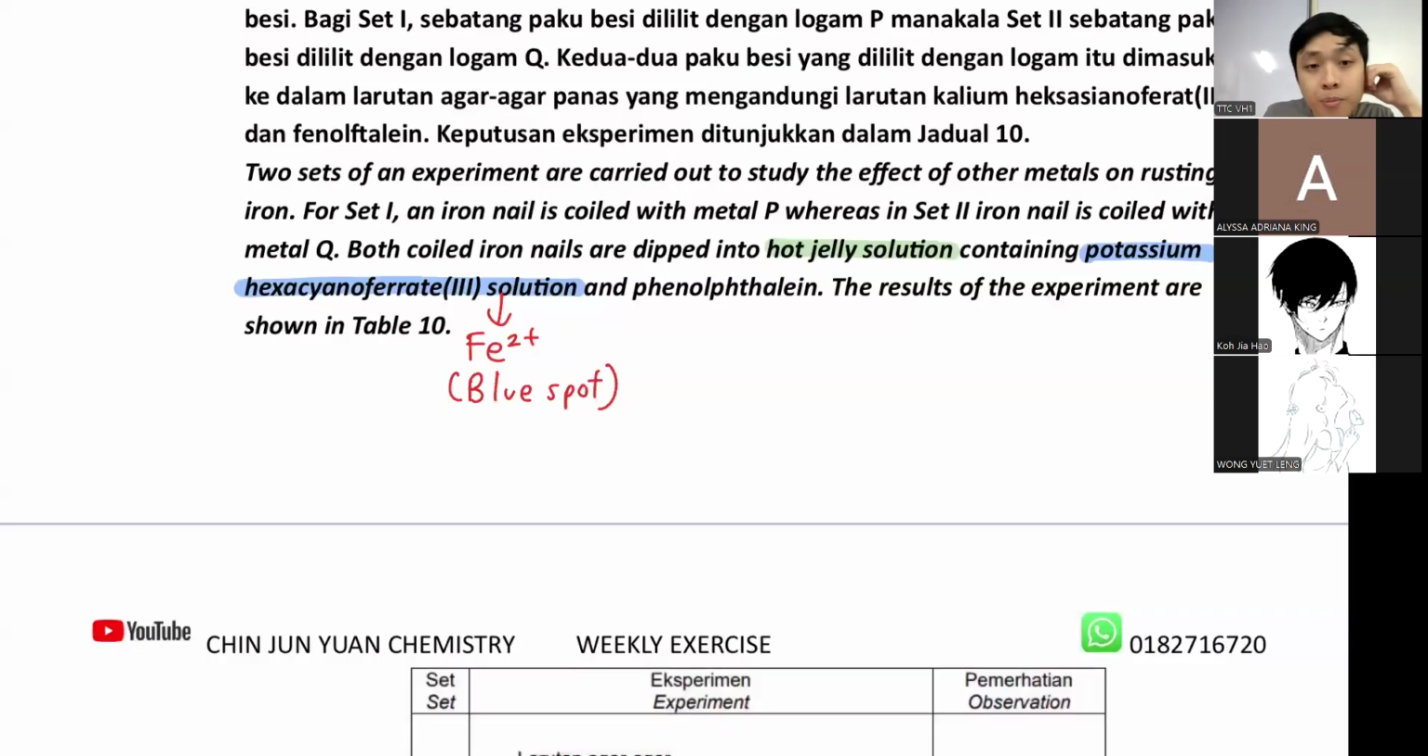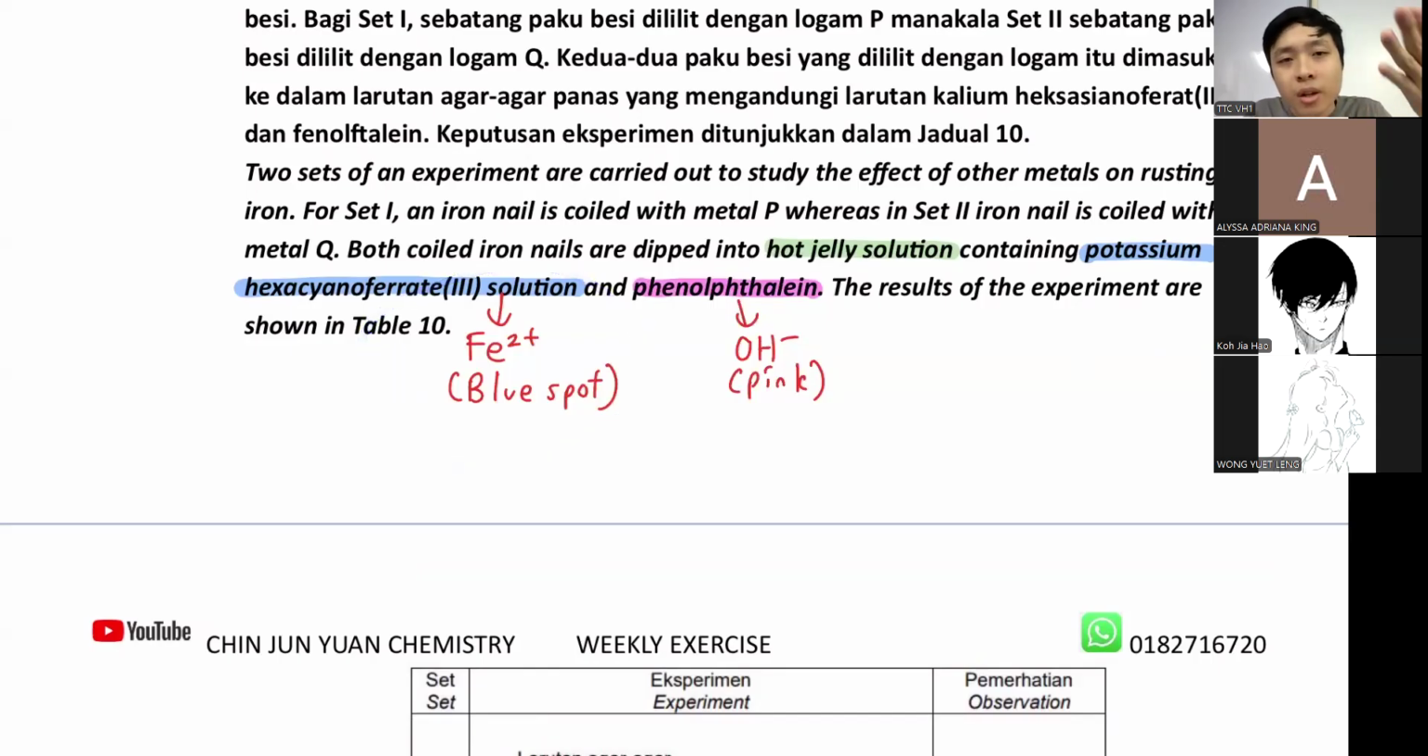You get a blue spot. Okay, and if you see phenolphthalein, they want to see whether OH minus is present or not. Because you know phenolphthalein in neutral solution, when you put it inside alkali, you will get pink color. It means hydroxide, because if you have alkali, which is OH minus, you get pink color.